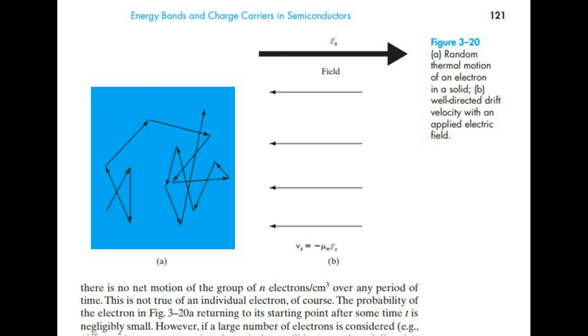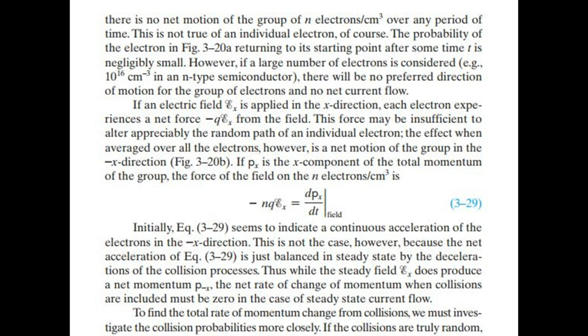there is no net motion of the group of n electrons per centimeter cubed over any period of time. This is not true of an individual electron, of course. The probability of the electron in Fig 3-20 returning to its starting point after some time t is negligibly small. However, if a large number of electrons is considered, for example, 10^16 per centimeter cubed in an n-type semiconductor, there will be no preferred direction of motion for the group of electrons and no net current flow.